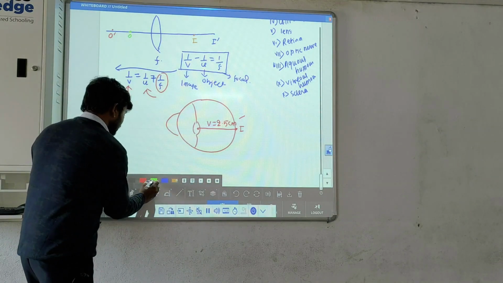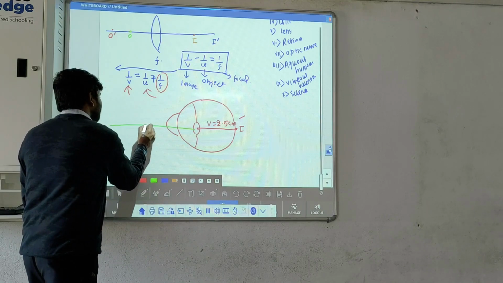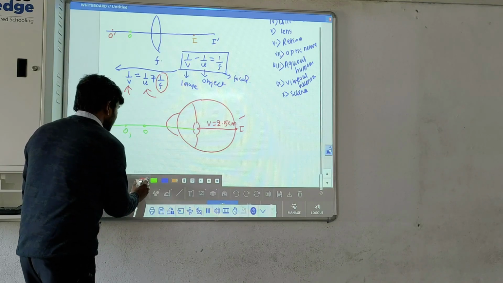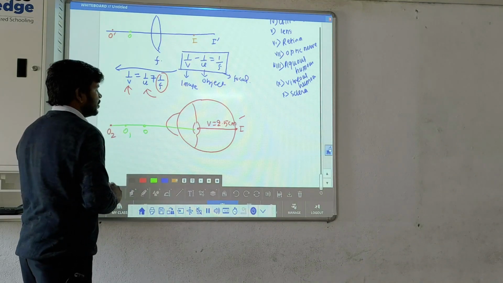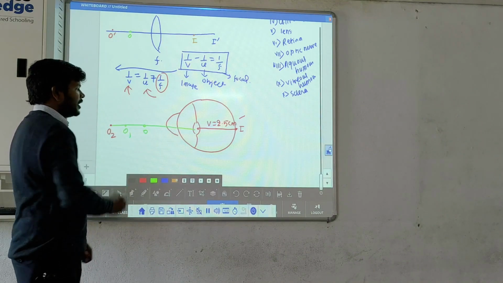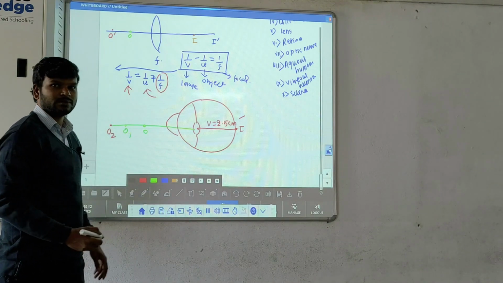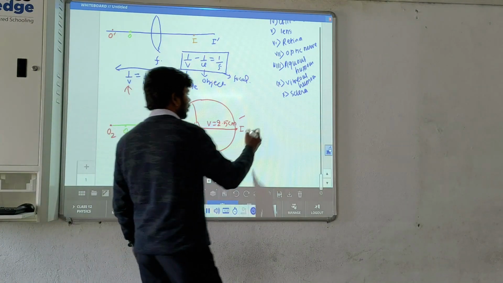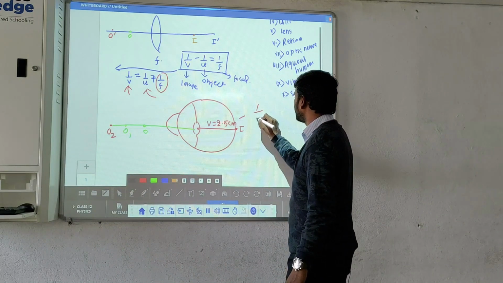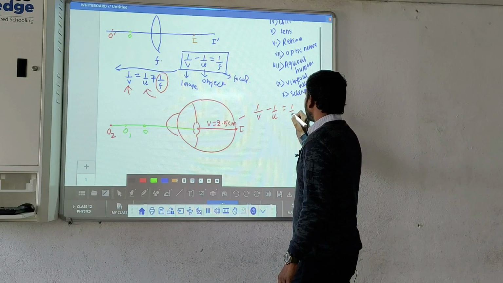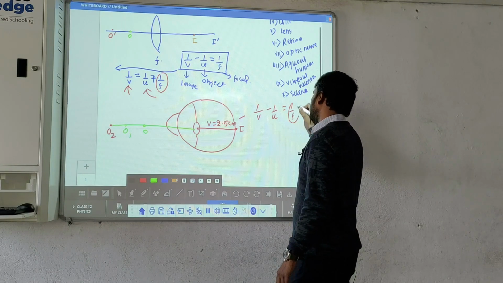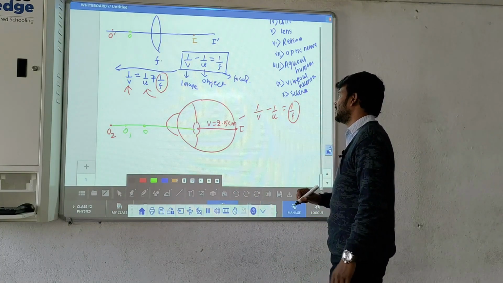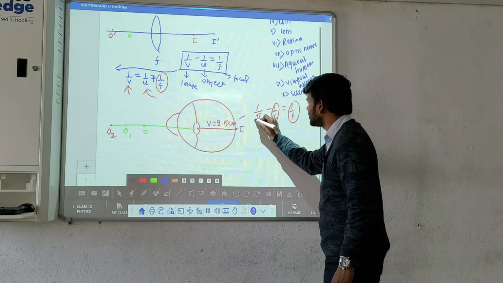So whatever is the position of the object, suppose the object is placed here at O1, or here at O2 dash, the image is always formed at the retina. So how is it possible in the human eye? Look, we have the formula 1 by v minus 1 by u is equal to 1 by f. As I have explained, focal length is generally constant if the medium is fixed. Once you choose the lens, focal length will be constant. Once you change the object distance, image distance must also change.